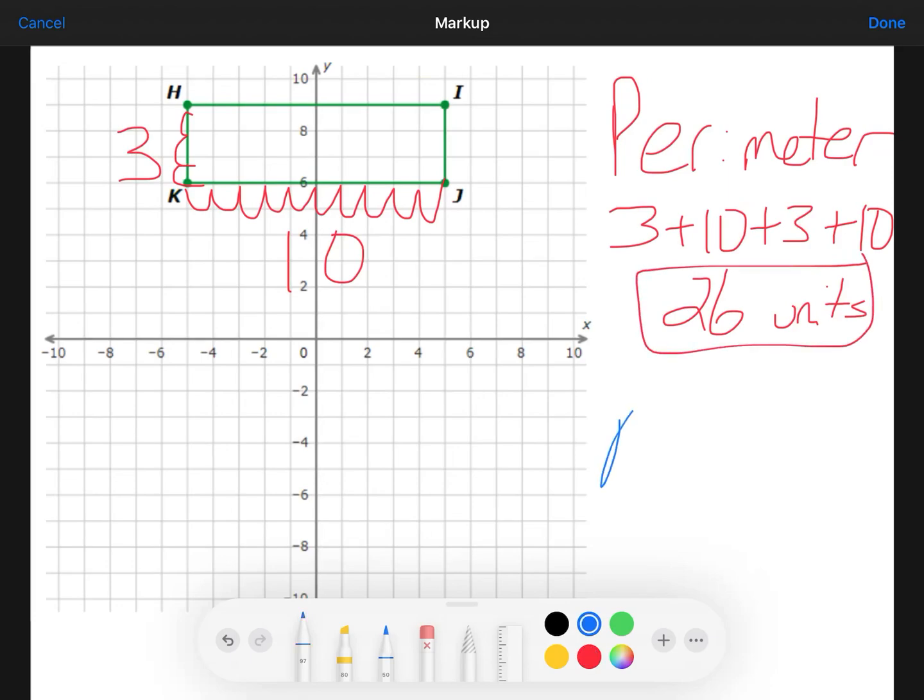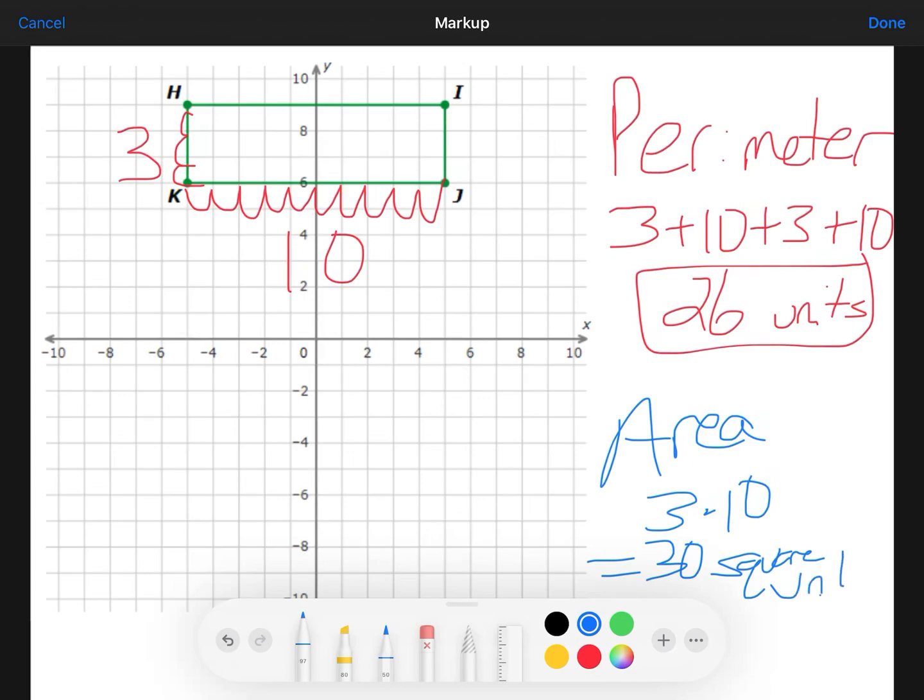For area, also not bad in a rectangle. It's just 3 times 10. The answer is 30 square units. Not bad, not hard. All right, so that's 4 of the 6 types of problems you're going to get, and that's going to be a large majority of them. Most of the problems you're going to get are just going to be rectangles and squares. You have to be just a little careful. Make sure that if it's a rectangle, you're counting up both sides before you start calculating perimeter and area.